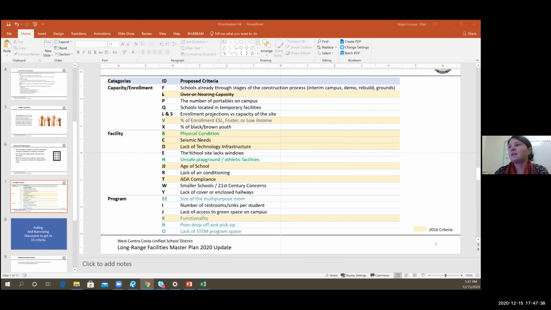The second one is to combine EE, N, and O, where EE is the size of the multipurpose room, O is the lack of STEM program space, and N is poor drop-off and pickup, and we put that in with functionality, using the functionality score as the metric. Number 3 is H and B. So we are going to use the physical condition, which included unsafe playgrounds and athletic fields, as part of the scoring. So basically we're putting H under B. Those are the three items that we have. Did that clarify it enough?